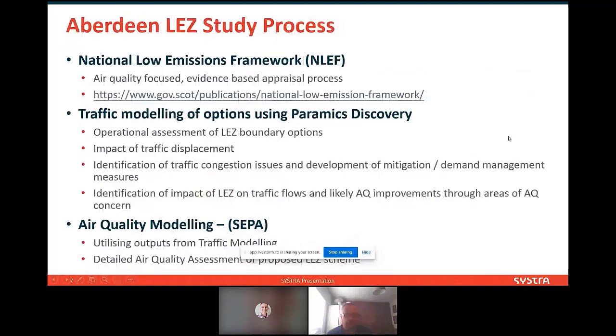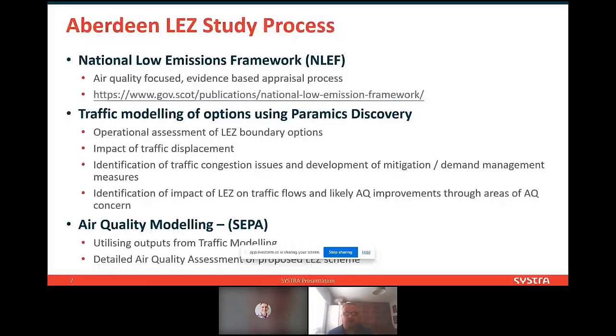So the overall process for developing a low emission zone has three elements. The first element is the overall framework. There's the National Low Emissions Framework, which is guidance. It's an evidence-based appraisal process that's recently been produced, and it's really to help the local authorities consider what transport actions they can take to improve the local air quality, when transport is considered a key factor in that. And that link there is more information, if you want, on the low emission framework.